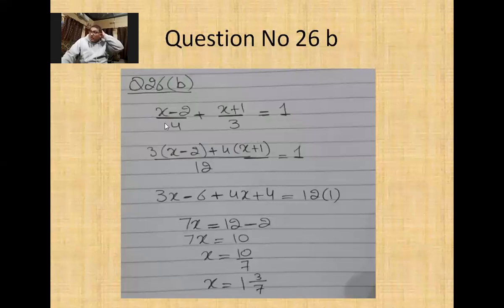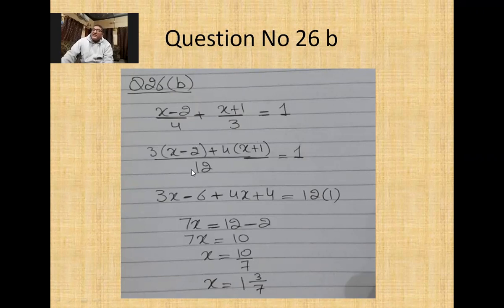Okay. So I will take the LCM. The LCM is 12. Divide this 12 by this denominator, you will get 3. 3 will multiply with this numerator. You can see I have written this there. Then divide this LCM by this denominator, you will get 4. 4 will multiply with this numerator. You can see I've written here plus. And that equals 1.